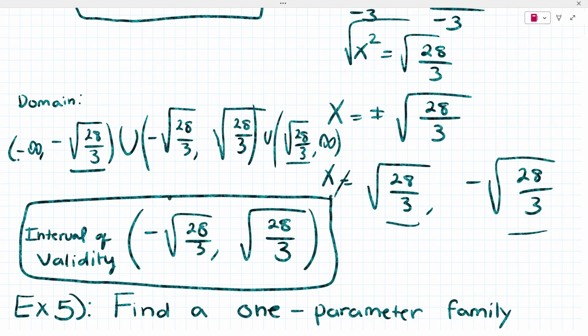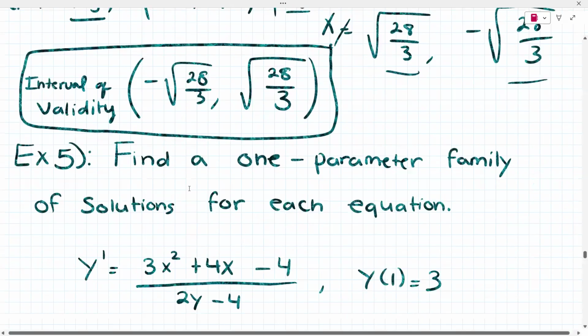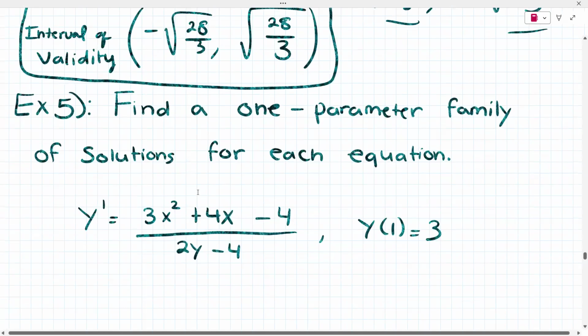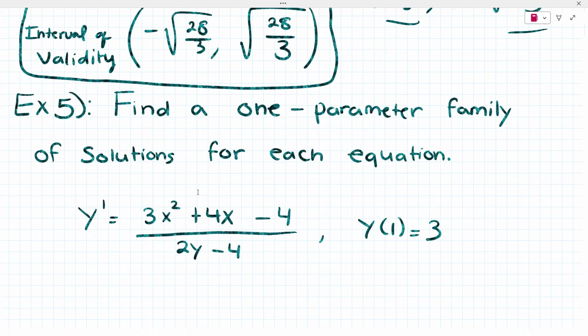Okay, let's move on to example 5. Example 5 says find a one parameter family solution for each equation. We have y prime equals 3x squared plus 4x minus 4 over 2y minus 4, and we have an initial condition of y of 1 equals 3.